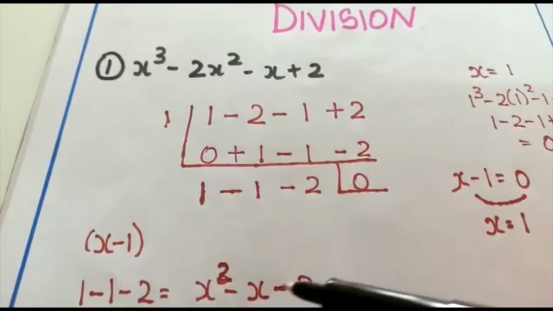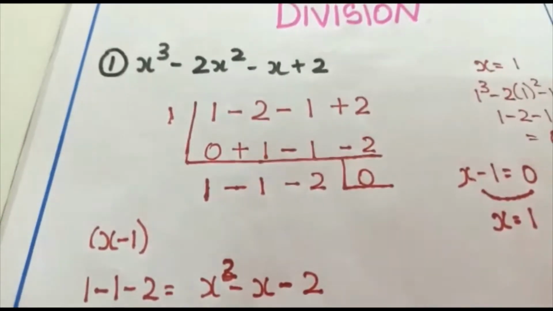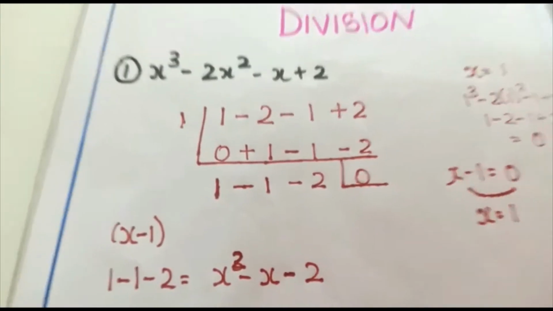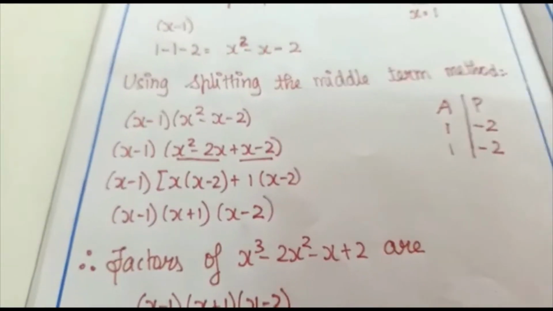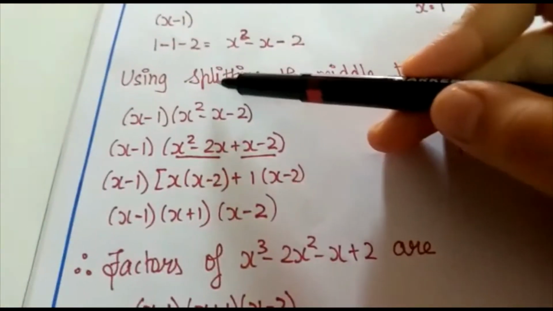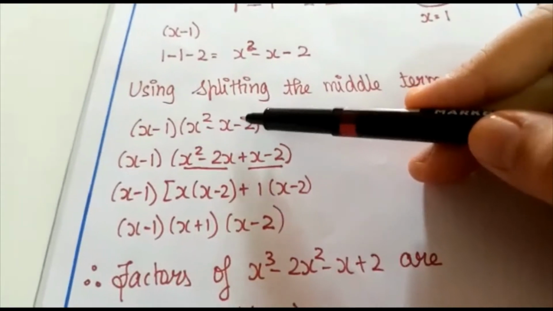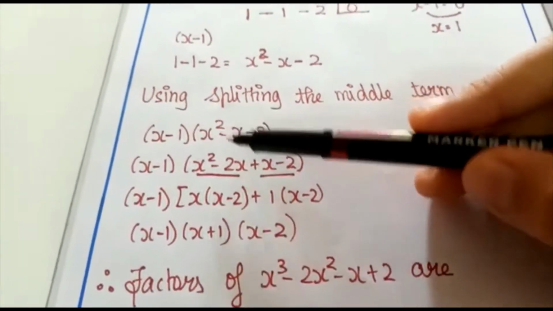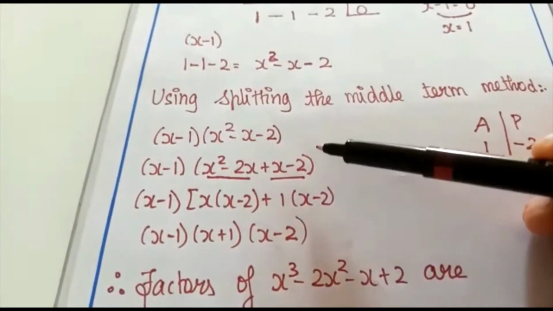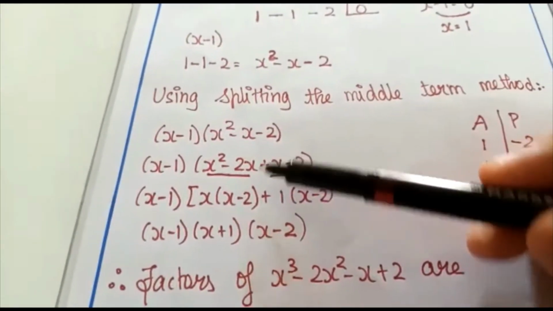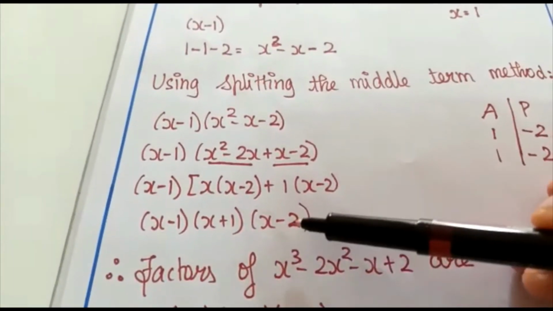Guys, if you notice, this can be split more easily using the splitting the middle term method. So let's split and get the factors. So, using the splitting the middle term method, x minus 1 and x squared minus x minus 2 are the two factors. When we split this middle term, we write it as x squared minus 2x plus x minus 2. On solving further, we get the answer as x minus 1, x plus 1 and x minus 2.